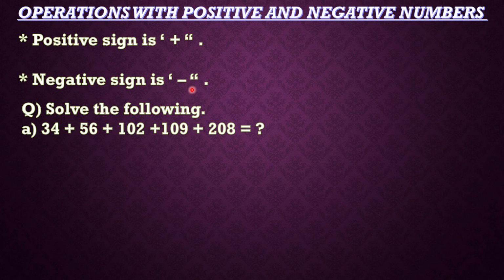Okay, here is a question, a very, very easy question. They have given 34 plus 56 plus 102 plus 109 plus 208. I will teach you an easy tip in order to add them. You don't need a calculator, you don't need pen and paper in order to calculate this sum. I'll teach you how you can add it in an easy way. Always remember, this is the ones place. In each and every number, these are the ones place.